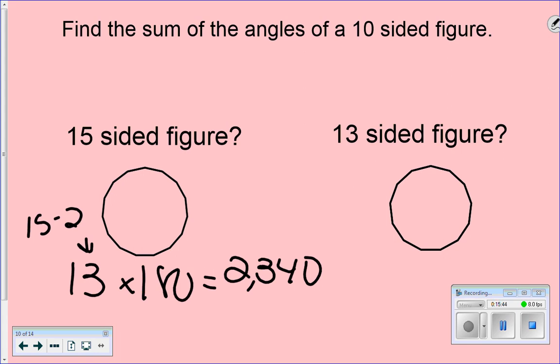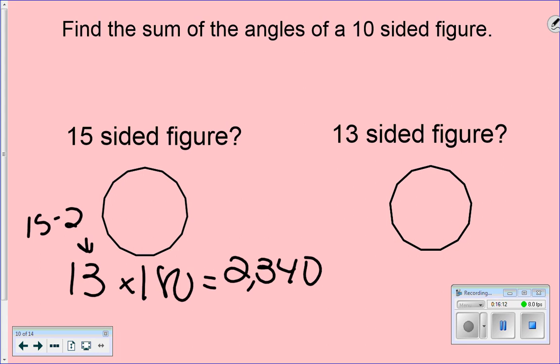Now let's think about this. If this is all of the angles in here, what if I just want to find one of them now? I'm going to divide by what? Why 15 and not 13? That's the original. Very good. That tells me how many angles there really are. If it's a 15-sided figure, there's really 15 angles in there, you guys. Not 13. We just had to figure out how many sides. We got to figure that out.